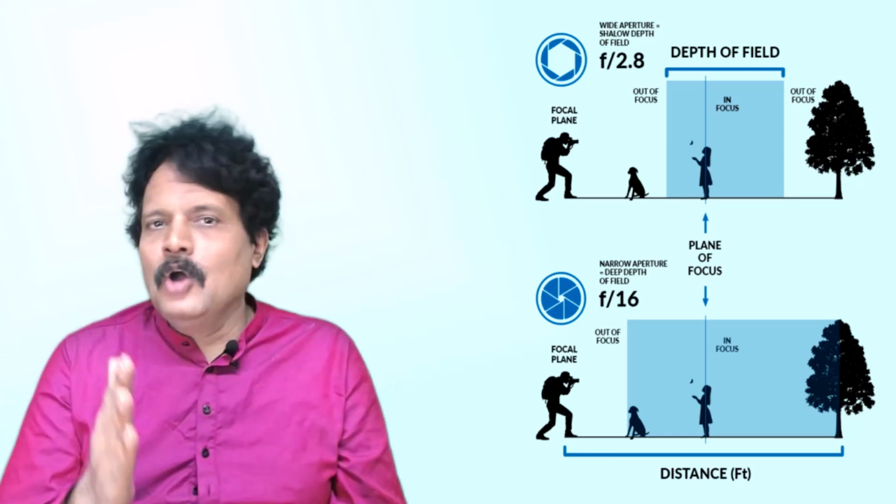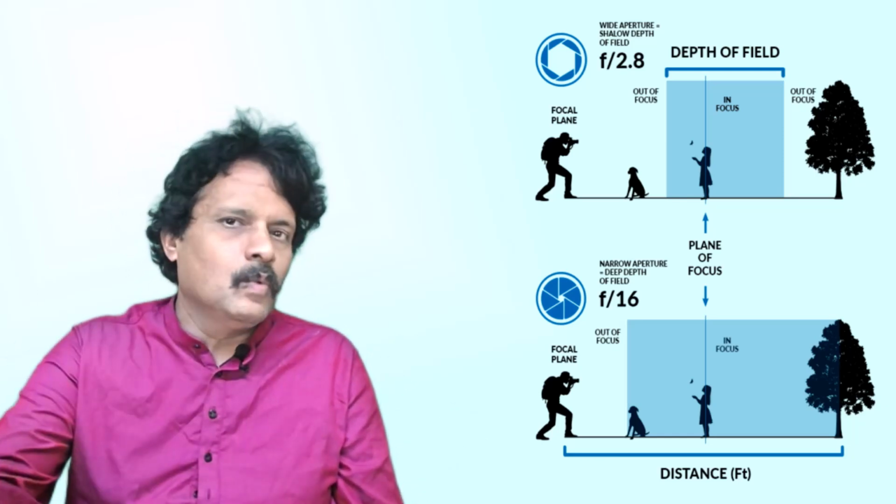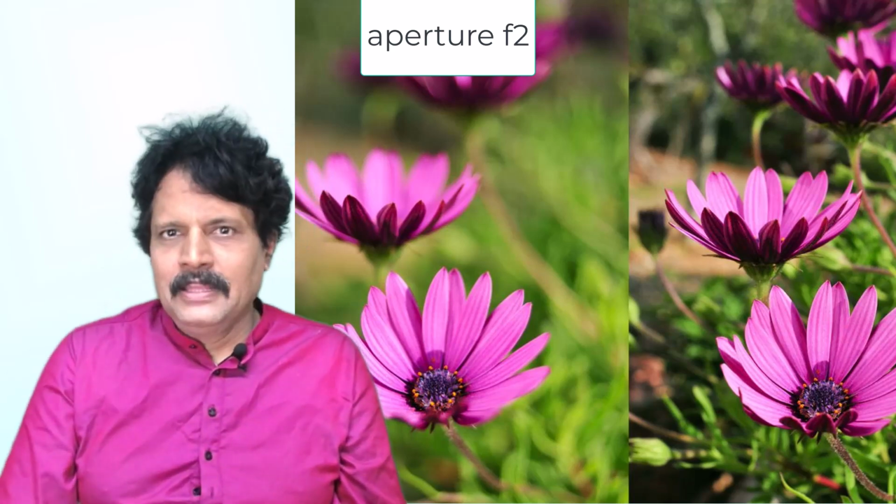Say for example, you have two objects, one at 3 feet and one at 6 feet. If you focus on the 3 feet object and keep your aperture at f2, then the 6 feet object will be totally blurred. Or if you focus on the 6 feet object, the 3 feet object will be totally blurred. Now, if you want both the 3 feet and 6 feet objects to be focused, then change the aperture from 2 to something like 8 or 11, and both will get focused. This is what we call depth of field.